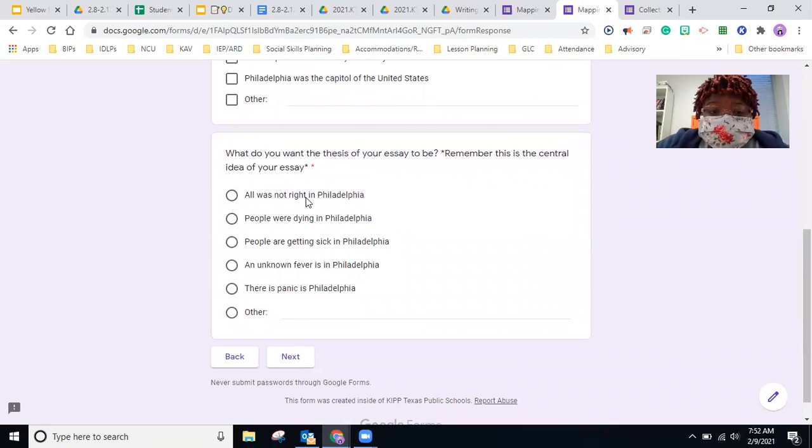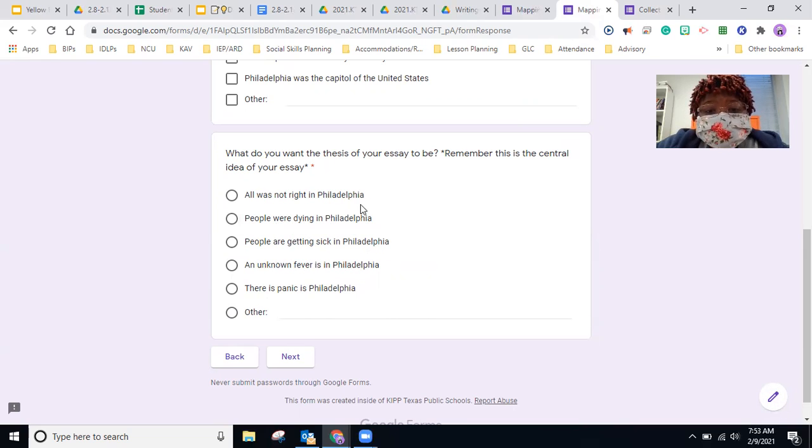For the second part of this, I want you to think of what you want the thesis of your essay to be. Remember, it's your central idea. So what do you want the central idea of your essay to be? You can choose one of these, or you can write your own. I have here, all was not right in Philadelphia. People were dying in Philadelphia. People are getting sick in Philadelphia. An unknown fever is in Philadelphia, or there is panic in Philadelphia.